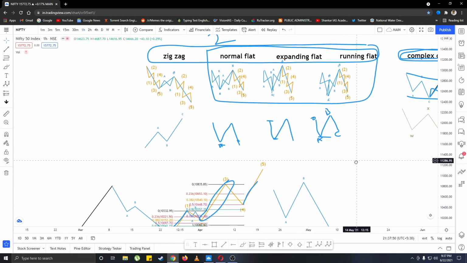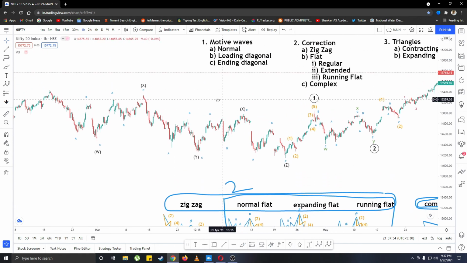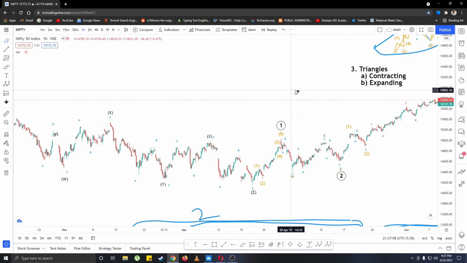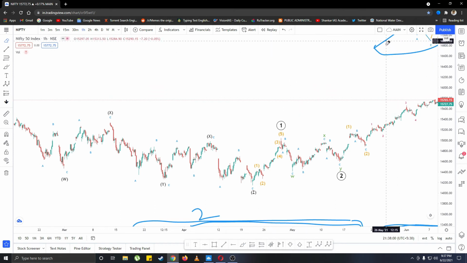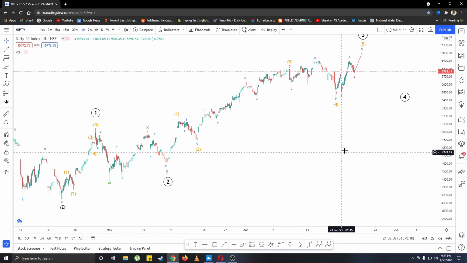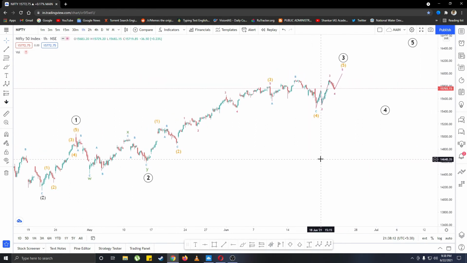Now let's look at the chart which I have worked up right here. This is a Nifty chart. Let me get rid of all this. Now I have been trying to mark the current Elliott wave analysis for Nifty. My current analysis looks something like this.